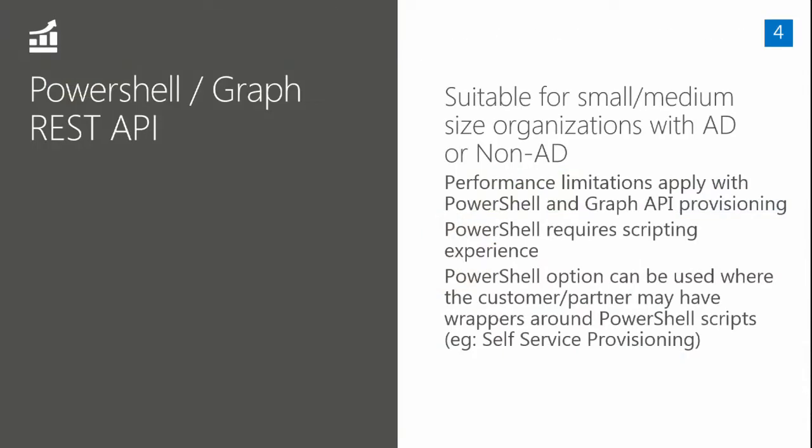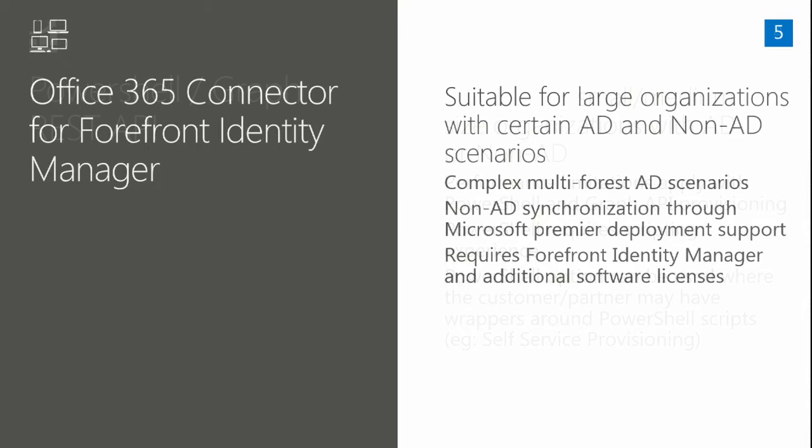All right, we talked about PowerShell, Graph, and the REST API a little bit. That requires some scripting experience. And we talked about the Office 365 connector for Forefront Identity Manager. This is something that's available for use right now and can allow you to configure more complicated directory synchronization scenarios with Forefront Identity Manager and connect them into Windows Azure Active Directory.